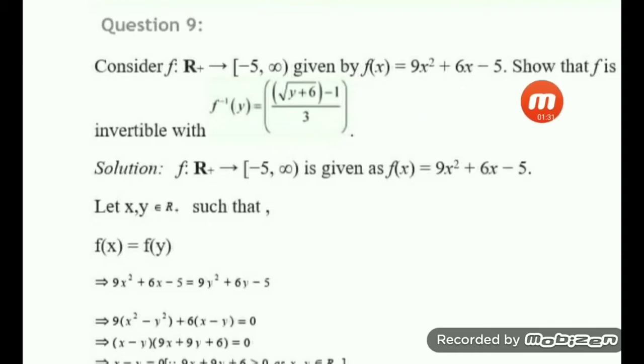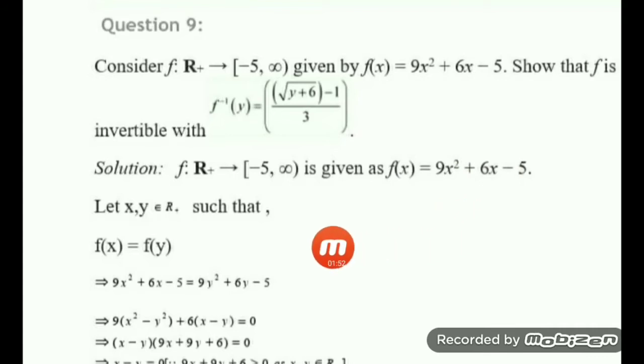So you have to show that this is invertible and the inverse is given. You have to find the inverse in this form. Okay. So to show that it is invertible, what is the procedure? I hope you remember. You have to show that this is one-one and onto. So first I write down the function and how it is defined. First you write down all these things.